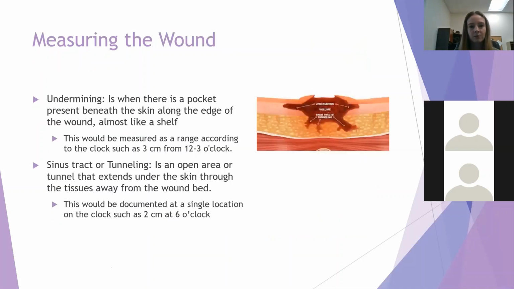Measuring the wound, undermining is where there's a pocket present beneath the skin along the edge of the wound, almost like a shelf. This is measured typically at a range according to the clock, such as a depth of 3 centimeters from 12 to 3 o'clock. As you can see in the picture, the two sides of it are the undermining.